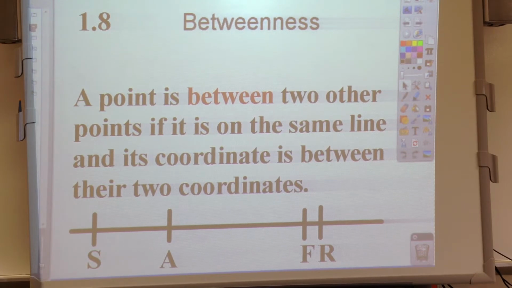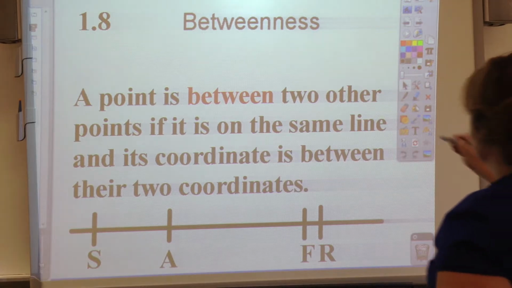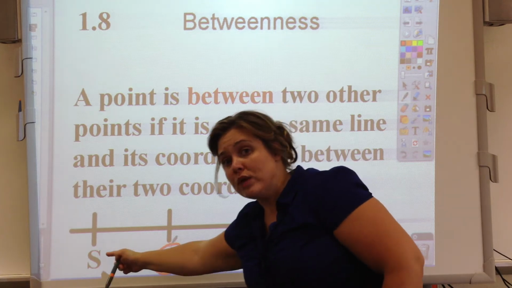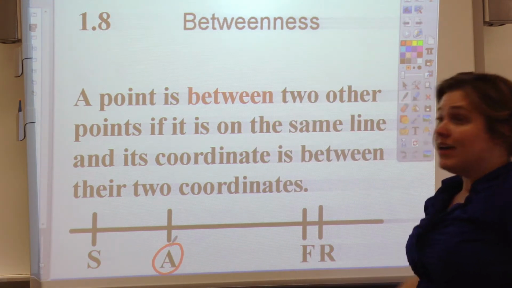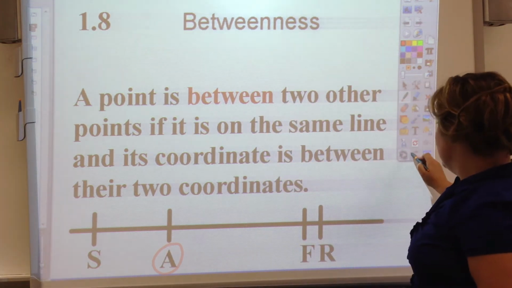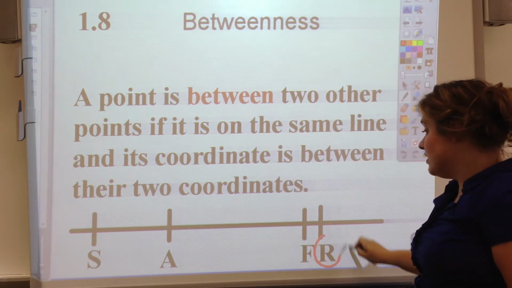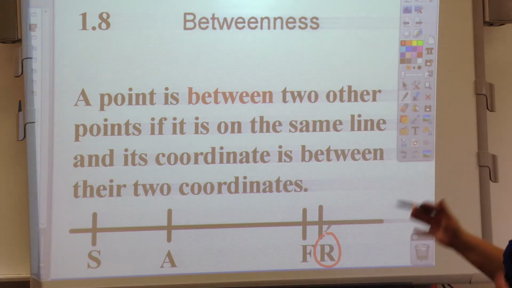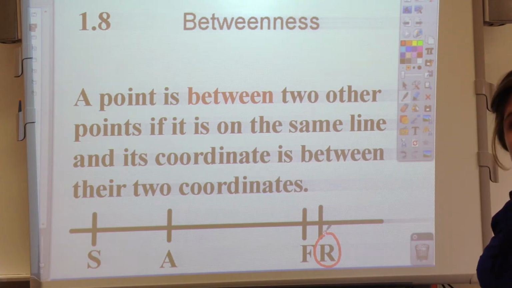A point is between two other points if it is on the same line and its coordinate is between their two coordinates. For example, look at the line at the bottom of the screen. Hopefully you would agree with me that point A is between points S and F. It's also between points S and R. But point R here is not between S and F. Does that make sense? So betweenness is what it sounds like it is.